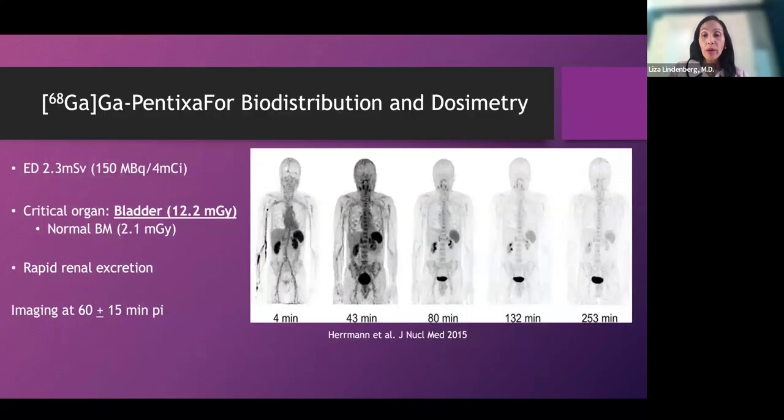Ga-PentixaFor is a radioactive element. As such, there is radiation that is emitted into the body, but this is actually not a high dose as you would get with radiation therapy. It's actually very, very moderate. It has excretion like many other tracers, as a kidney and bladder excretion. So you'll see that in these images, which are spanning from 4 minutes to 4 hours. Typically, the best images are obtained at 60 minutes plus or minus.